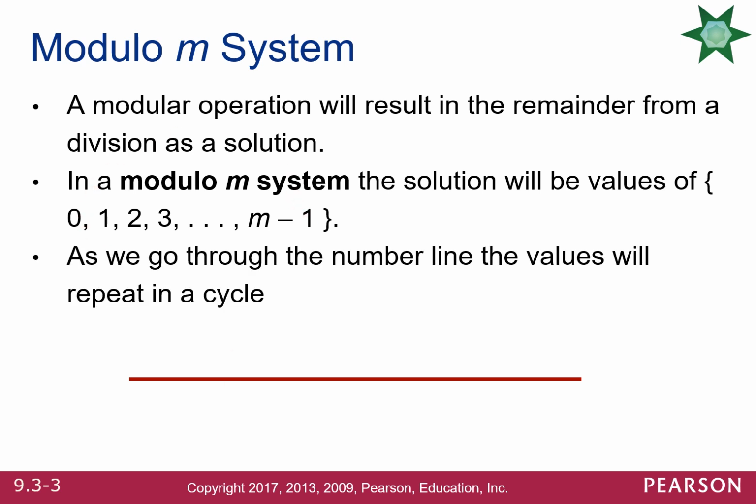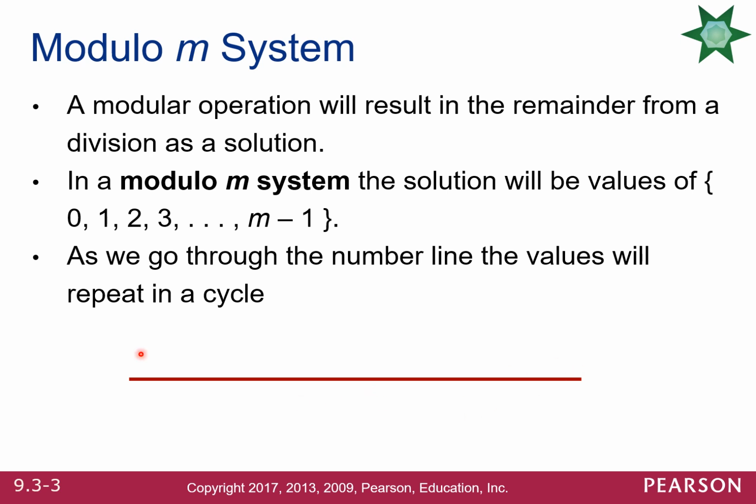And as we go through the number line, and I'm going to use this horizontal line here as a number line, we are going to perform some divisions with a certain modulo M, and we are going to record the results, which are going to be remainder values. We are going to see that those remainder values will keep repeating in a cycle as we perform the division along the number line.